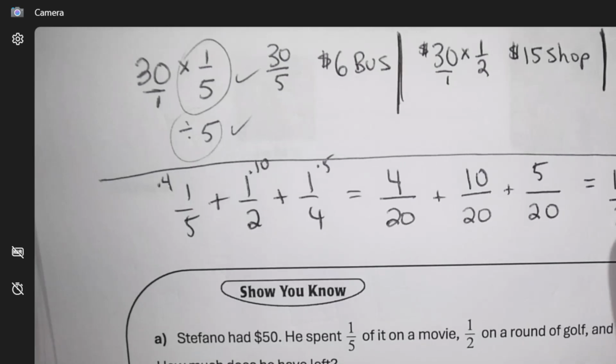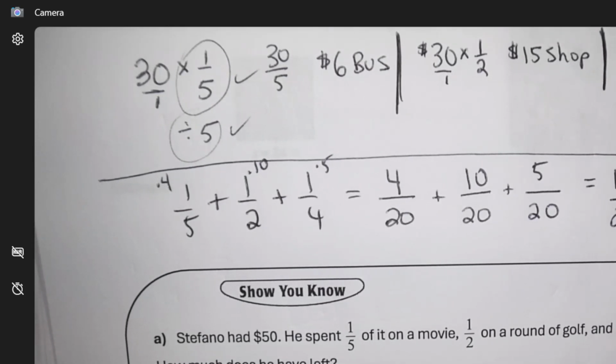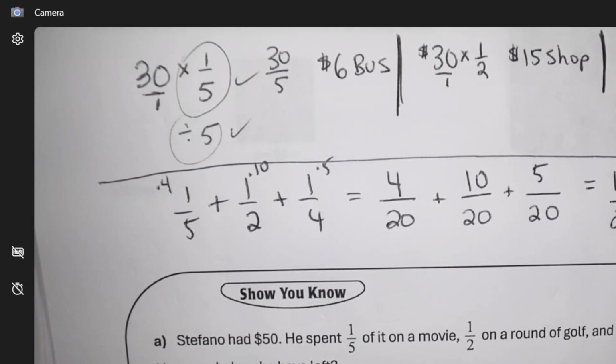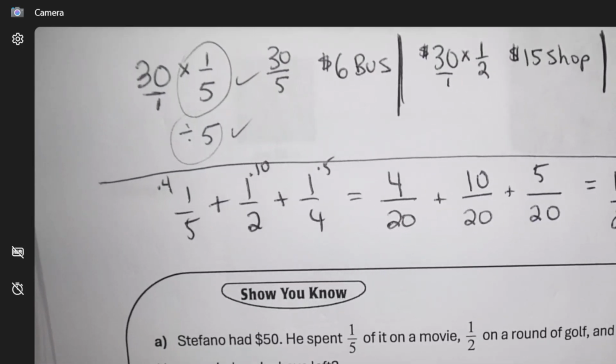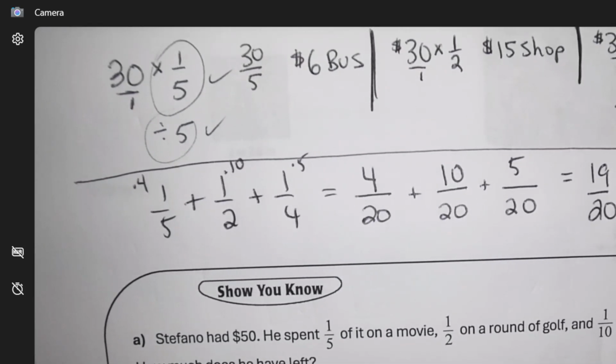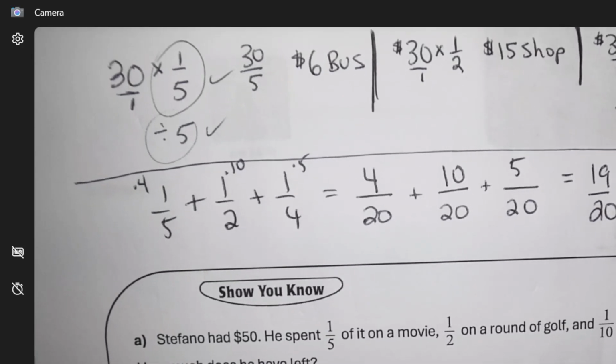So we spent 19 out of 20. That's 95 over 100. It's less than 100 because it's under. Like if you got 19 out of 20 on the test, you got something wrong. That's 95%. So what's the fraction of money that we have left? 1 over 20. We have 1 over 20 of our money left.